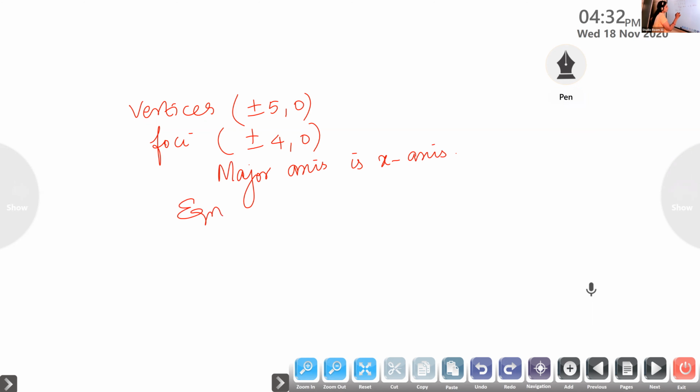So if the major axis is the x-axis, what will be the equation of the ellipse? Aparna. Ma'am, x squared by a squared plus y squared by b squared is equal to 1.